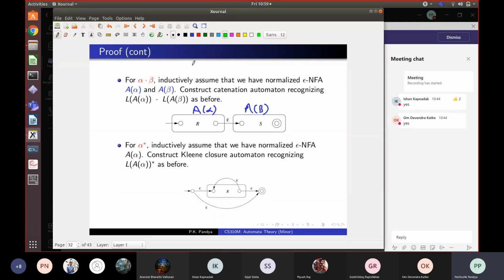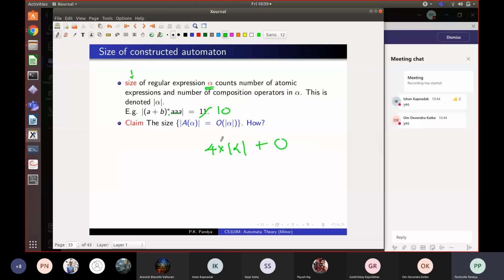In fact, I am adding only 2 states extra. So I should have made this 2 times alpha plus 0. Okay, so what I'm claiming is that I will get an automaton for alpha which is at most 2 times the size of alpha. That is, size of A is at most 2 times the size of alpha. That is my claim, right?